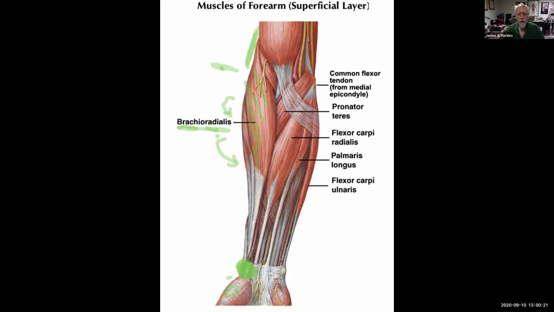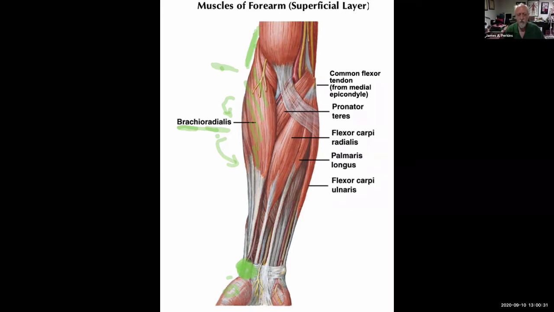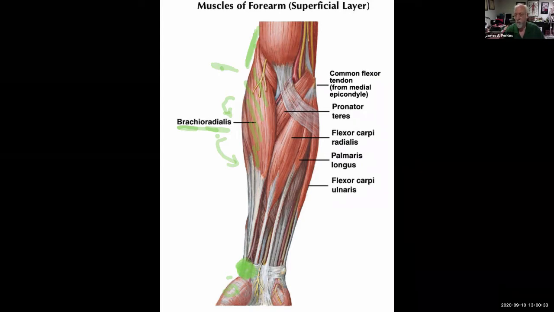The brachioradialis is innervated by the radial nerve, which is the nerve that innervates all of the posterior structures of the brachium and antebrachium. So that's another clue to the fact that this is really a posterior compartment muscle, because it shares its innervation with all of the other posterior compartment muscles. So that's radial nerve.